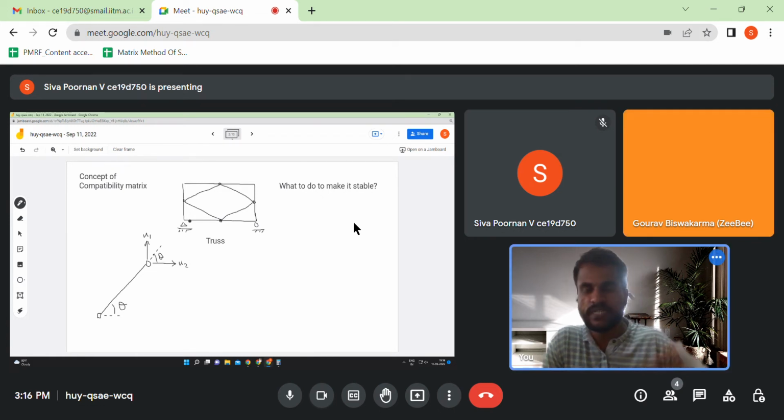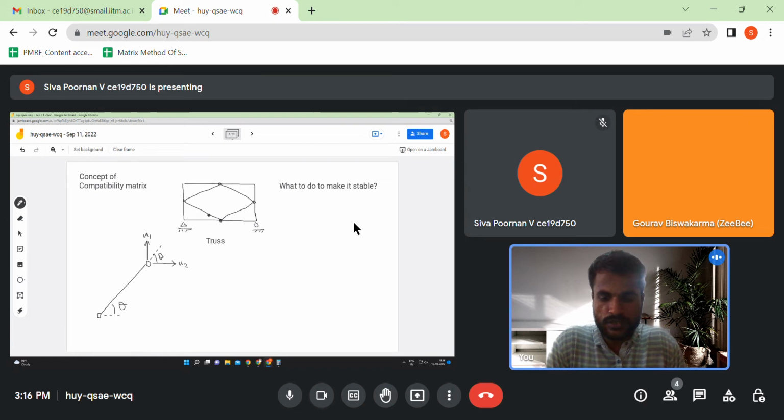So but before doing all this, we can apply Maxwell's rule and see whether it is stable or not. But sometimes if there are too many elements, then even after applying Maxwell's rule, it can show that it is stable, but it can so happen that it is unstable. We have seen some examples like that, right? But if Maxwell's rule itself says unstable, then definitely it's unstable.